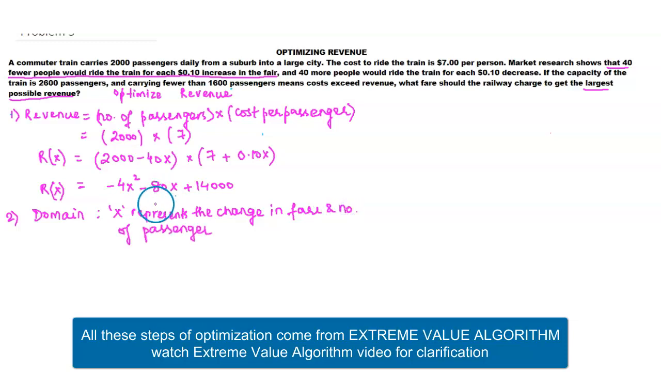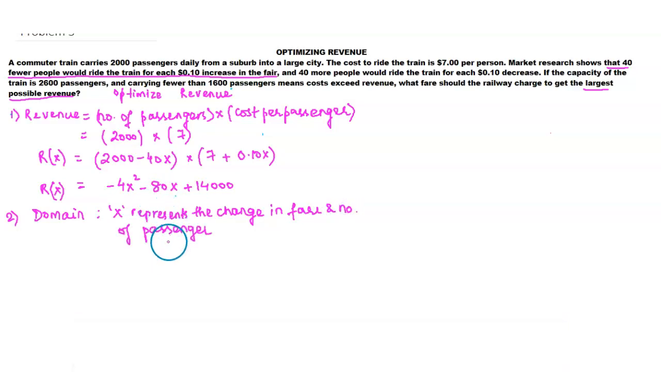We have to limit this X, and the value of X can only be found by finding if there is any limiting value. The limiting value comes from the number of passenger limits. The maximum number of passengers the train can carry is 2,600, and the minimum number of passengers the train has to carry is 1,600. This is our passenger bracket.